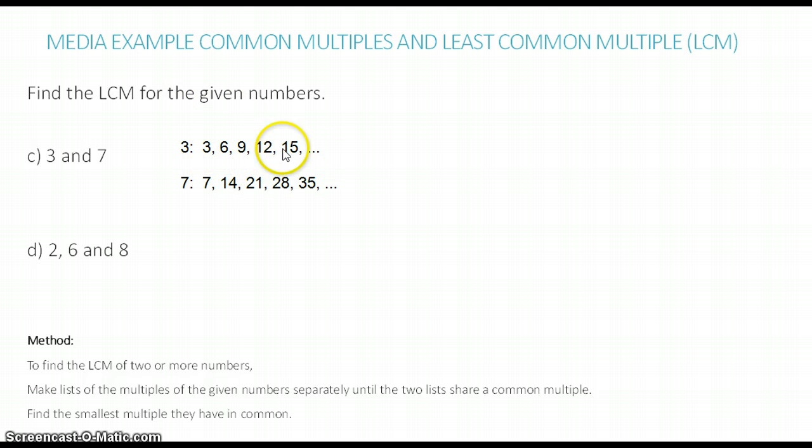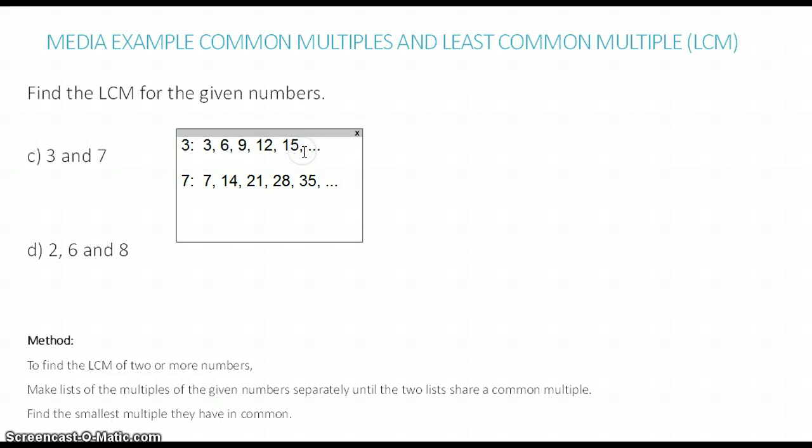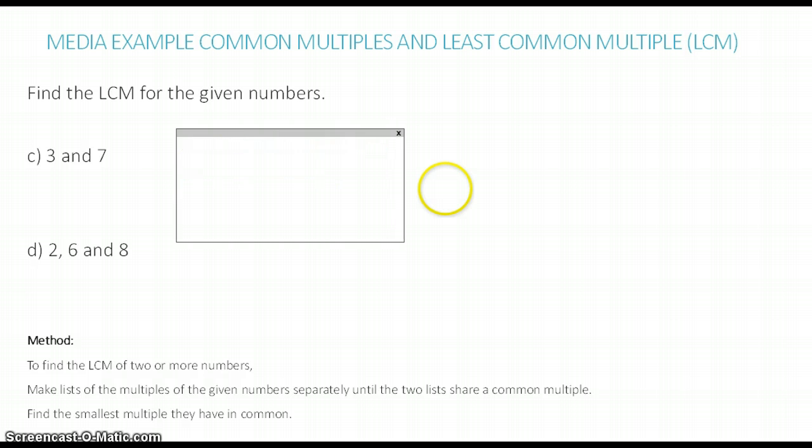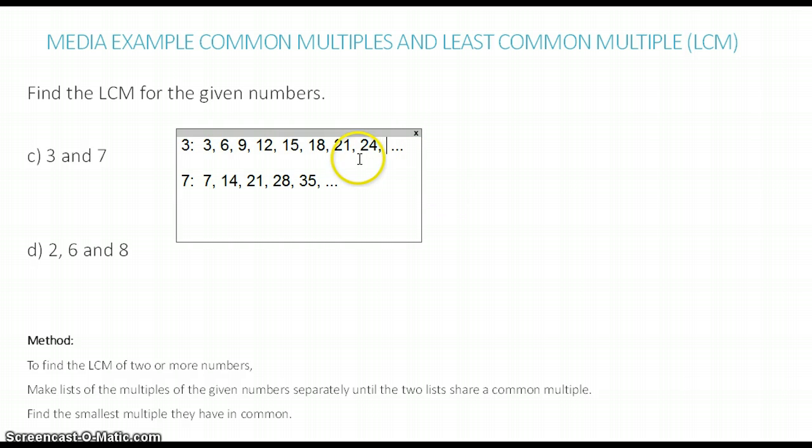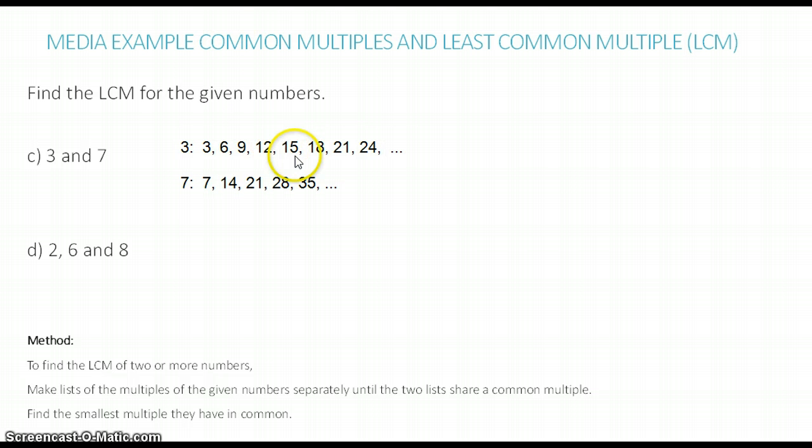Now notice they don't have any numbers in common in these lists, at least not yet. This is why we have to make our lists until the 2 lists share a common multiple. Sometimes you're going to have to go out a little bit further. So let's go back to our list, and I'm going to keep working on 3 since it's a little bit smaller, and see if we hit any of these numbers down here. So 18, 21, 24, oops, and actually notice 21 is in the multiple list for both 3 and 7. So let's highlight 21.